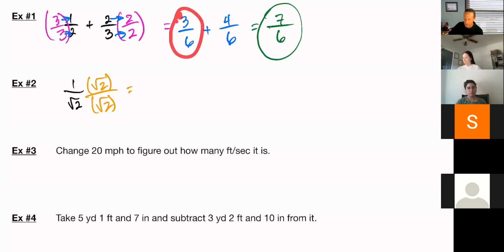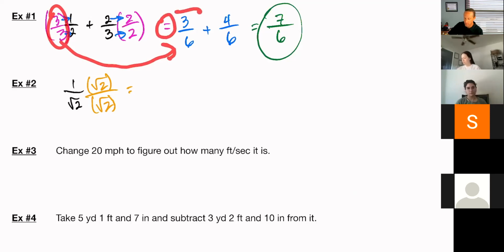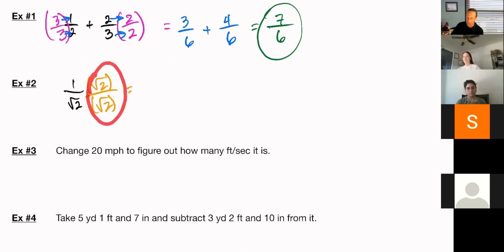Instead of 3/6, what we had originally was 1/2. But by multiplying by this fancy 1 here, I was able to get something equivalent to it, but a little bit different looking than my original 1/2. So again, by multiplying by this fancy 1, we know that we can multiply across, and 1 times anything is itself. That's why we're doing this.